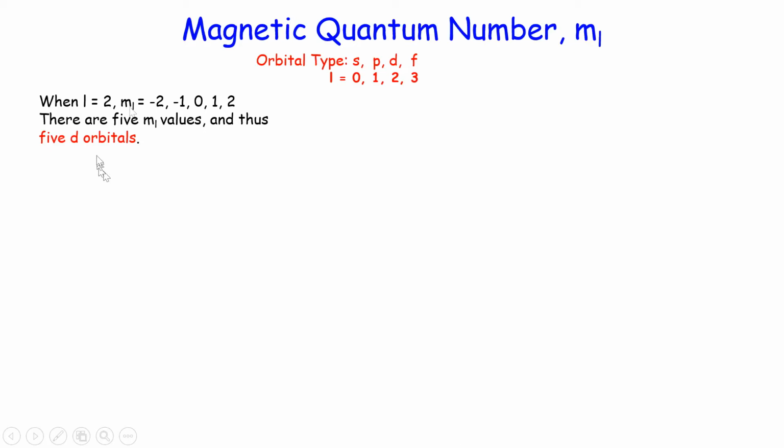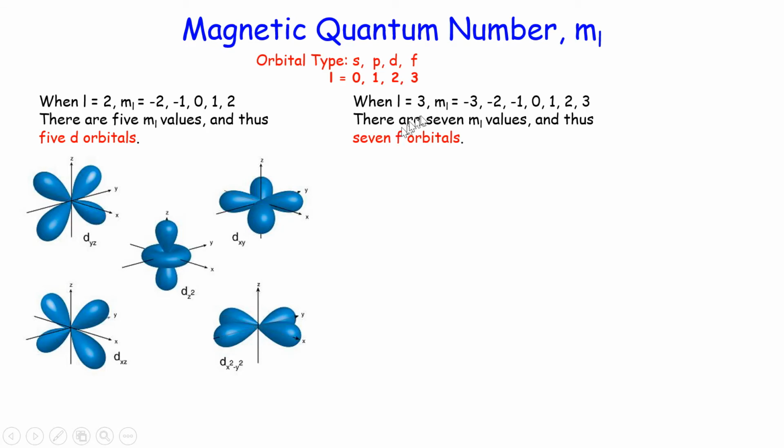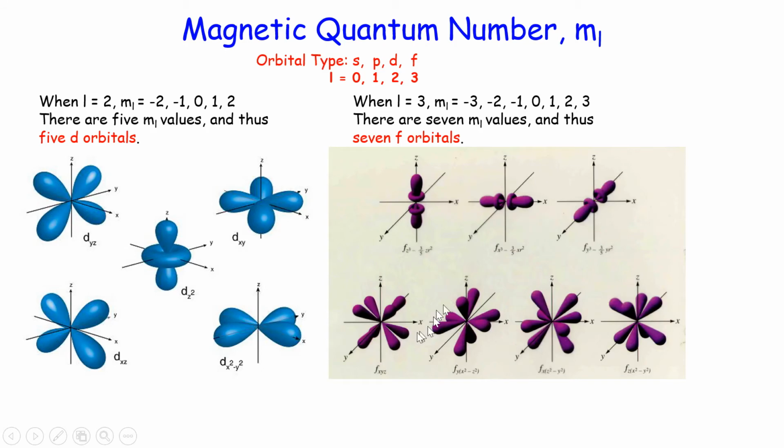When L equals 2, then there are actually 5 ML values according to the rules. Therefore, there are 5 d orbitals. So L equals 2, that's the d subshell. The d subshell always has 5 orbitals. L equals 3, then there are 7: 0, plus minus 1, plus minus 2, plus minus 3. That's a total of 7 ML values. Therefore, 7 f orbitals.